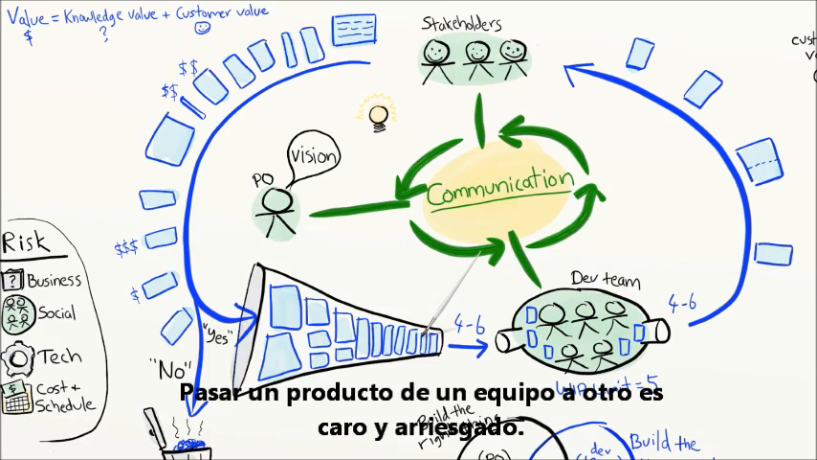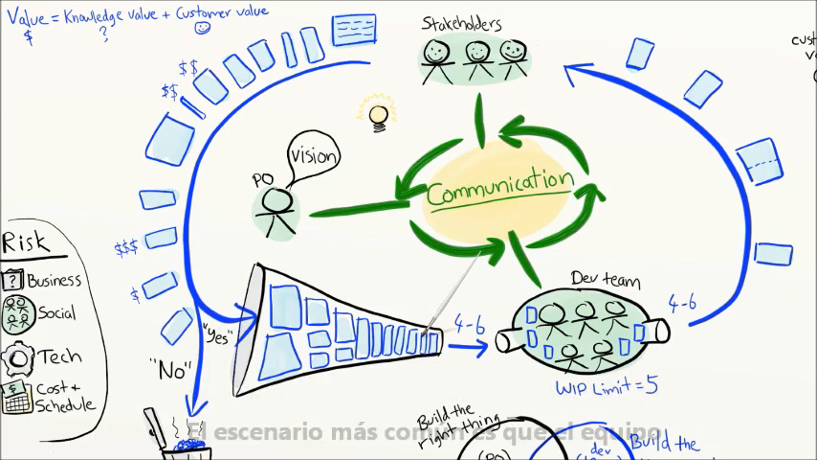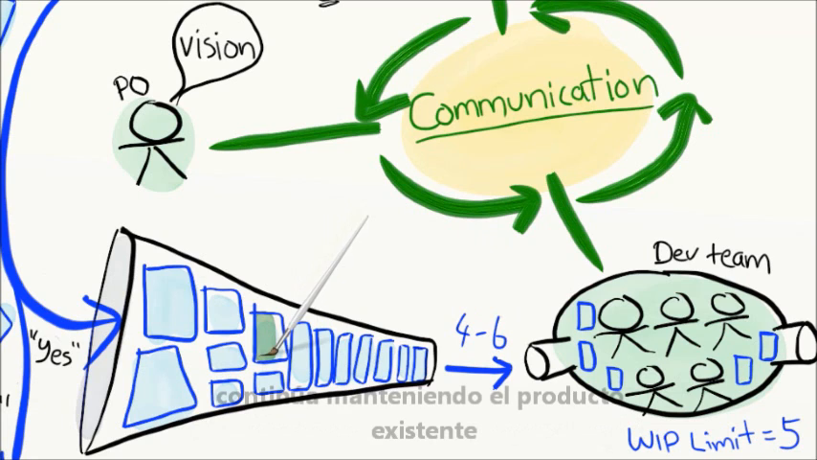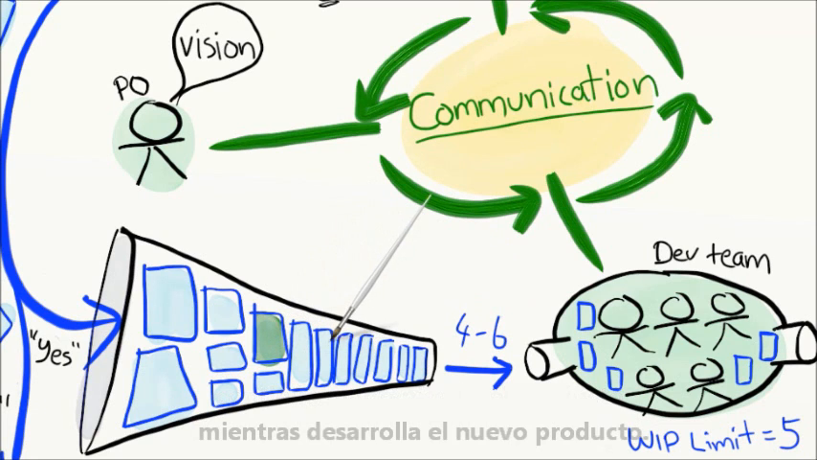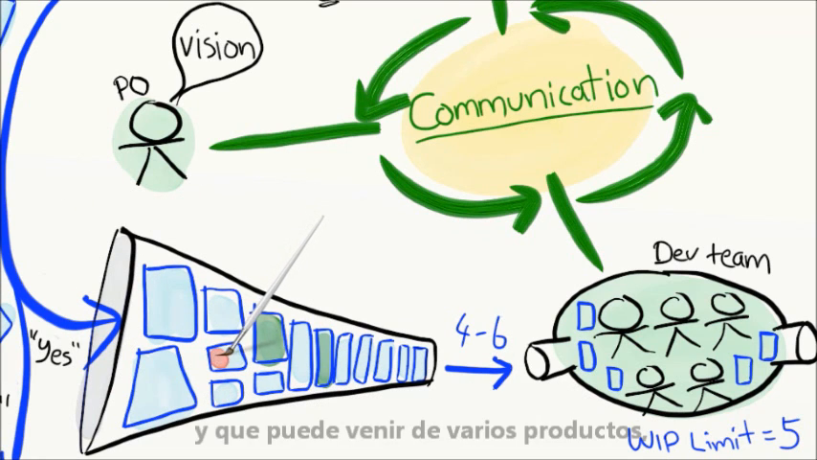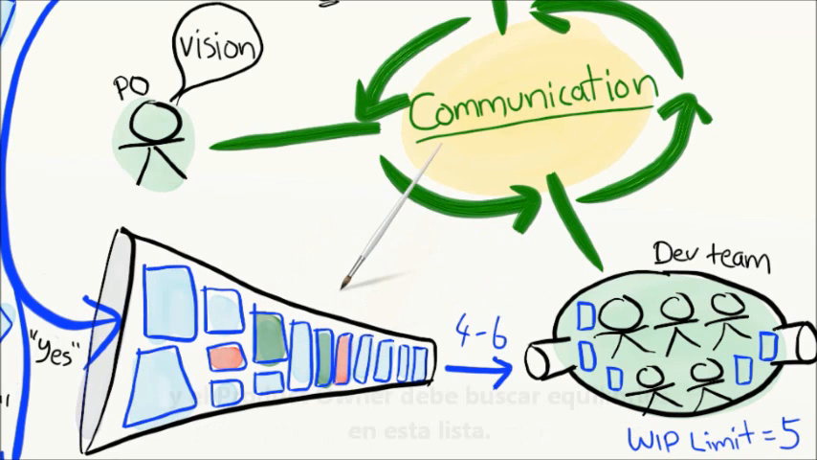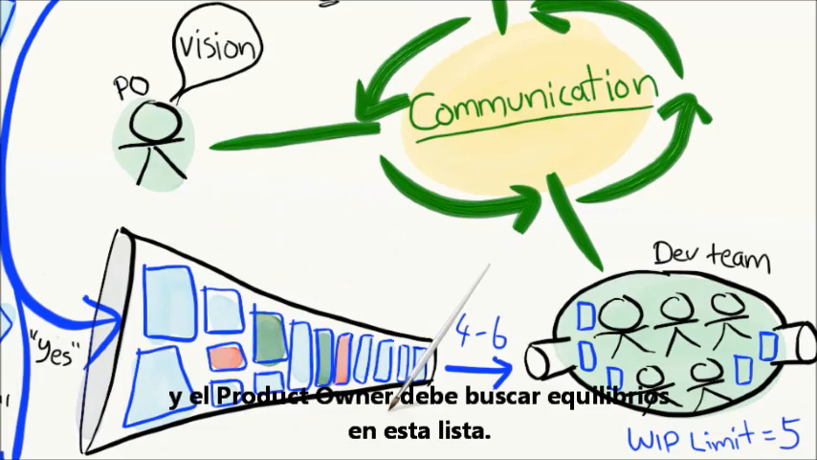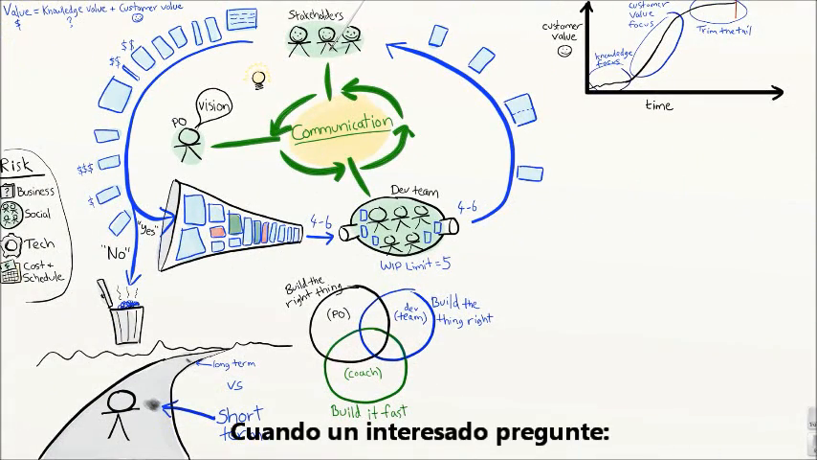Handing off a product from one team to another is expensive and risky. So a more common scenario is that the team continues maintaining the old product while developing the new one. So it's not really a product backlog anymore, it's more like a team backlog. A list of stuff that the product owner wants this team to build. And it can be a mix of stuff from different products. And the product owner needs to continuously make trade-offs between these. Once in a while, a stakeholder will call Pat and say, hey, when will my stuff be done?